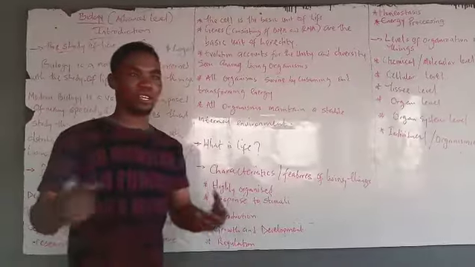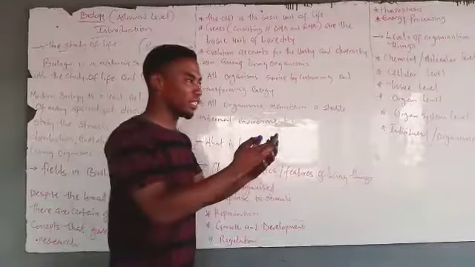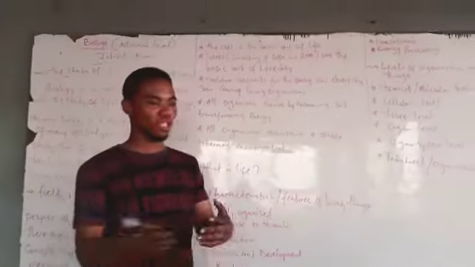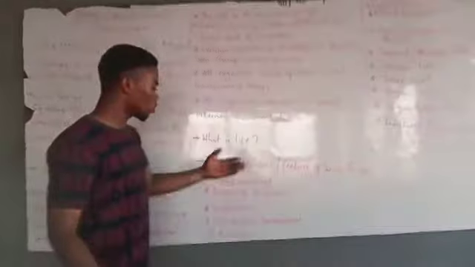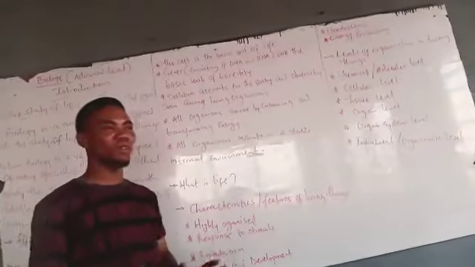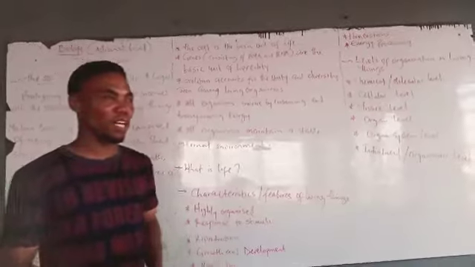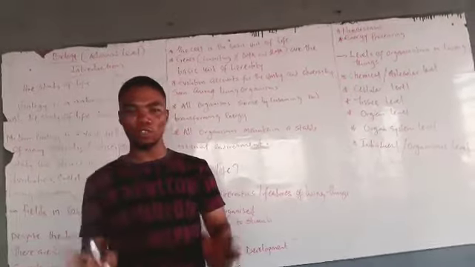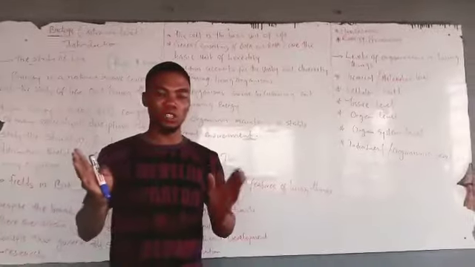So what are these characteristics that we will find in an organism that will make us know that, okay, it's a living thing and this one is not a living thing? Some of those characteristics are here. They are highly organized. That is, the body of every living organism is highly organized. We have some that are on the cellular level. That is, the functional part of their body is just cells.